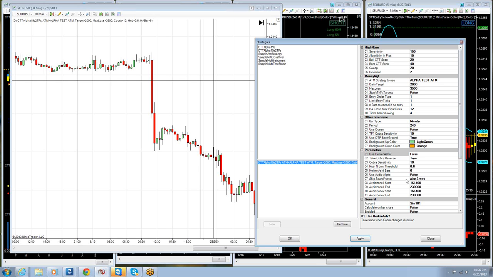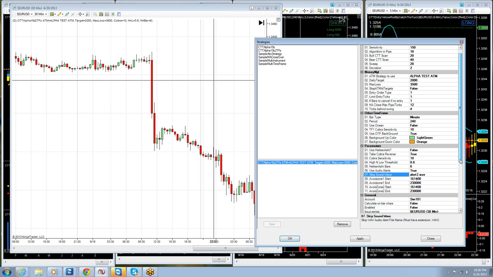Let me see what else. You can have audio alerts set. You can turn that on, so it'll actually send you an audible signal. If you have your speakers on and a signal fires, you'll hear it. Right now we have some default sounds, but you can put any customizable sound that's a WAV file in there, so you can customize that as well.